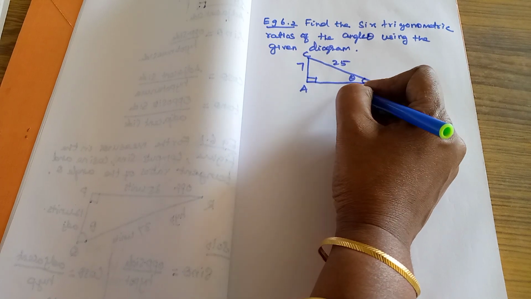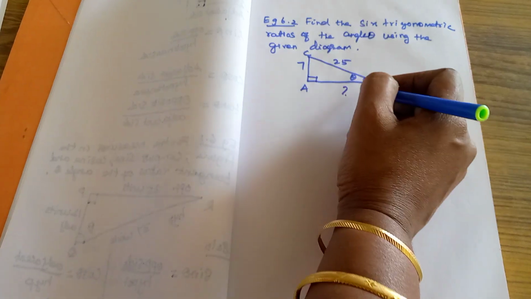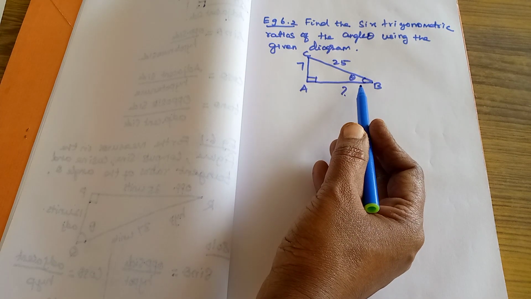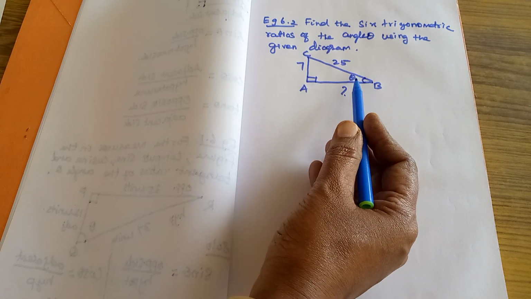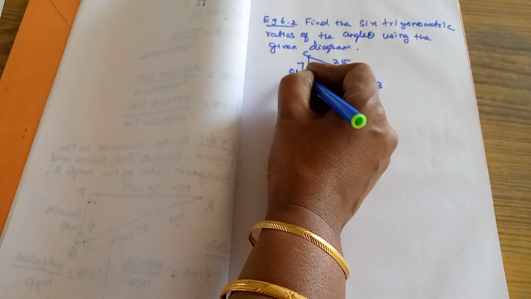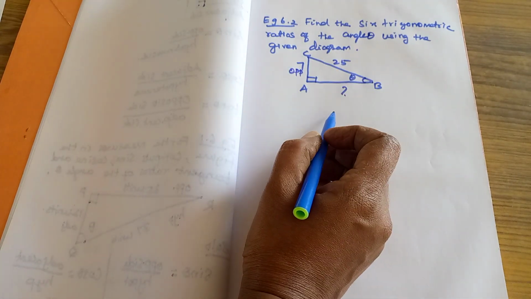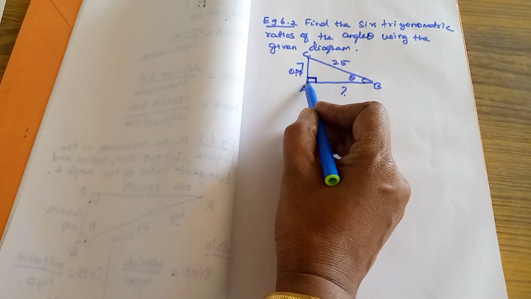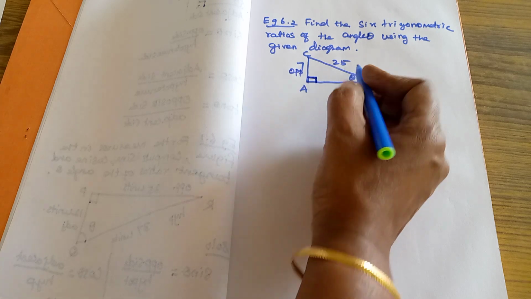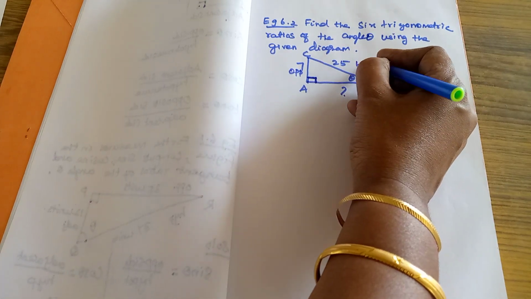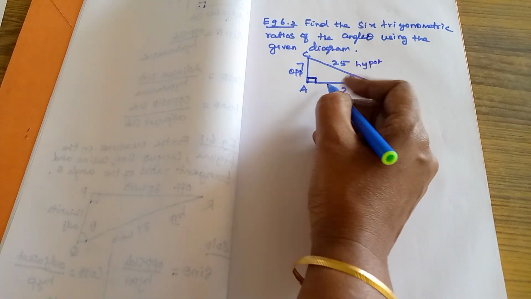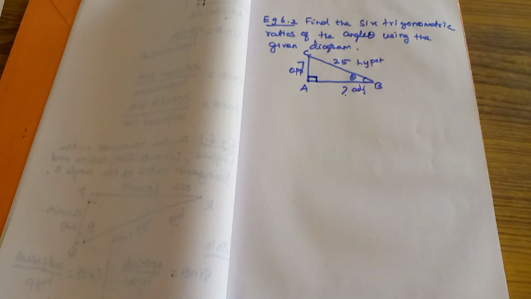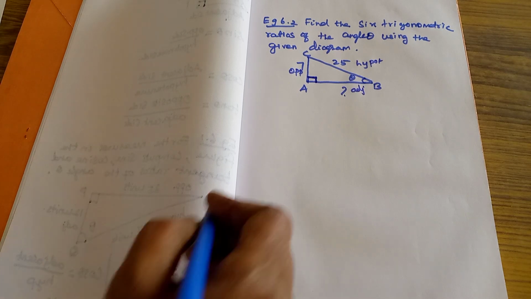This value is not given, we have to find it out first. Here just identify the sides first of all. Opposite of this theta is the opposite side. This angle is 90 degrees, and opposite of this 90 degree angle is the hypotenuse. This one is the adjacent side.